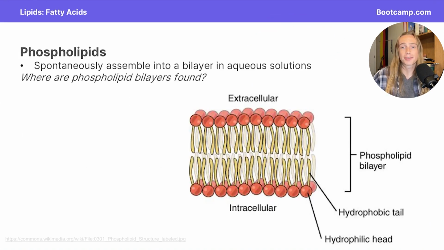Another key trait of a phospholipid is that they spontaneously assemble into bilayers. So where do we find phospholipid bilayers? And nice, so hopefully remember phospholipids are associated with membranes. This could be the cell membrane or the membrane surrounding an organelle.